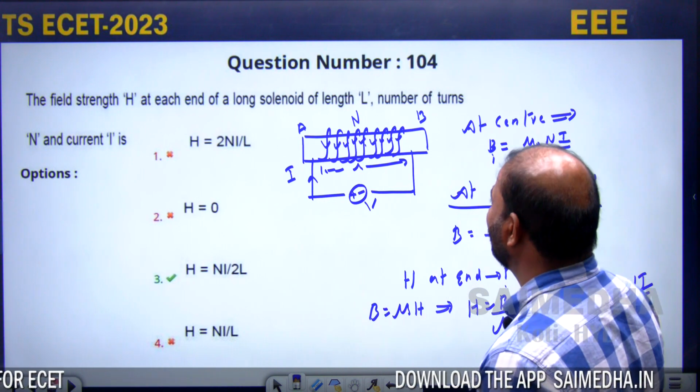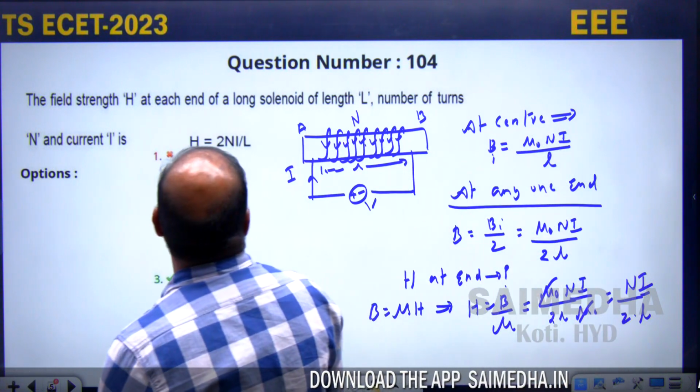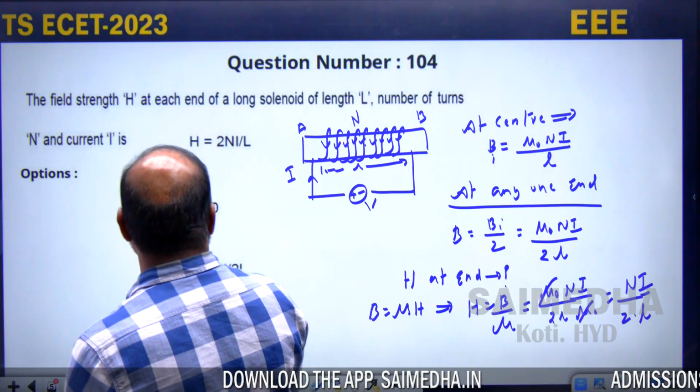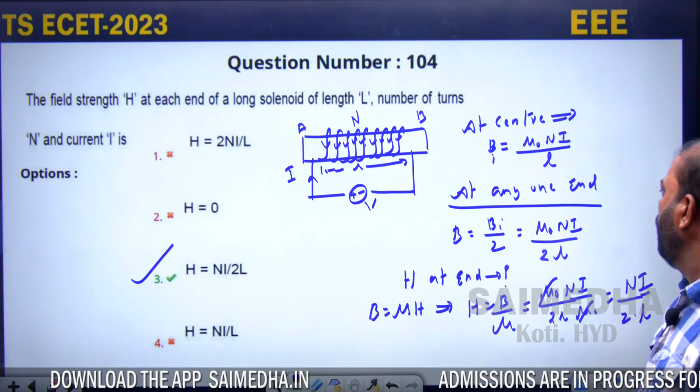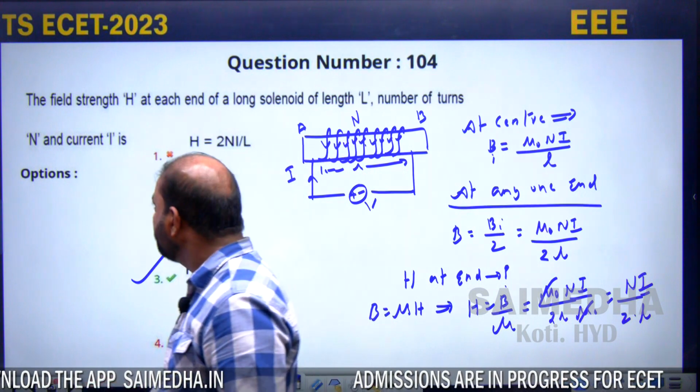The magnetic field strength at one end of the long solenoid is given by Ni by 2L, clearly given in option 3. So option 3 is the right answer.